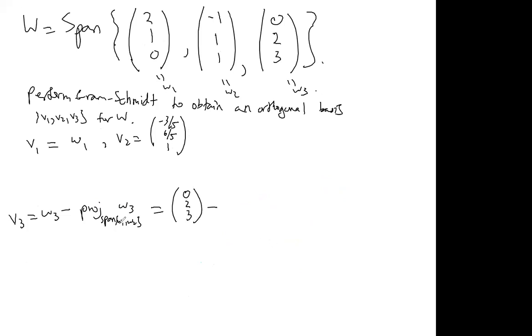Okay, so now we need to subtract off the projection of W3 onto these. All of this is just subtracting off orthogonal projections, and it's pretty easy to mess up all your vectors, so you just want to take it a little slow. Okay, so we want to subtract off the projection. Let's just calculate this first bit here.